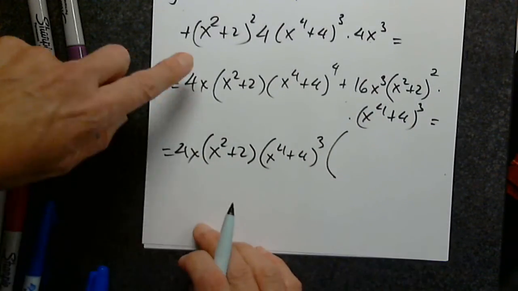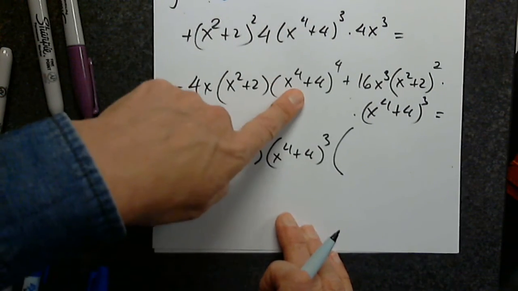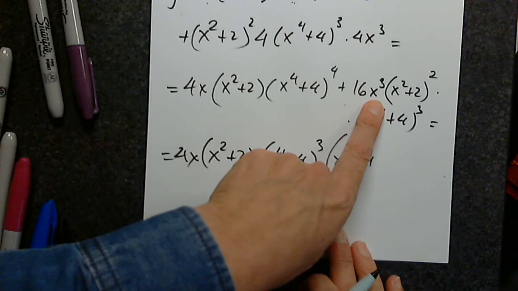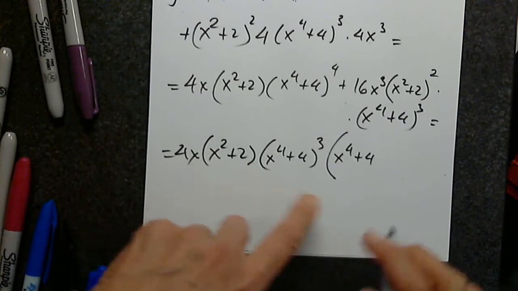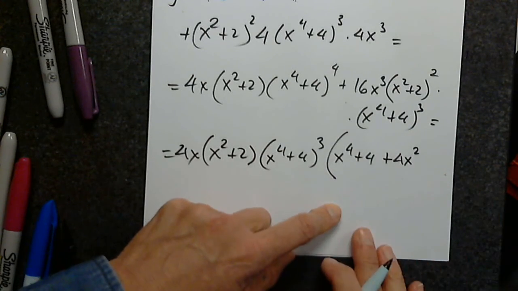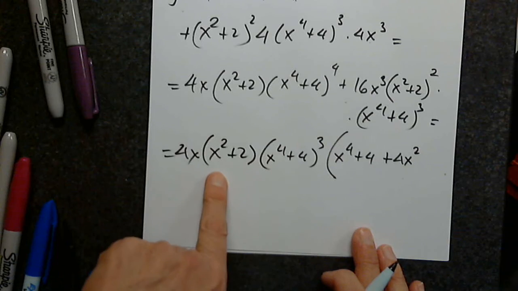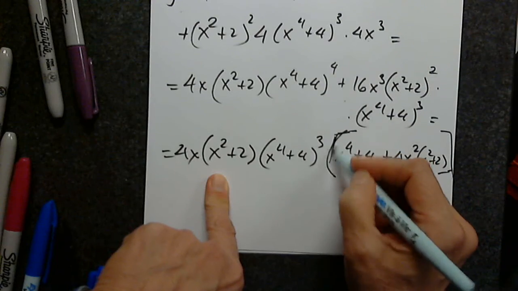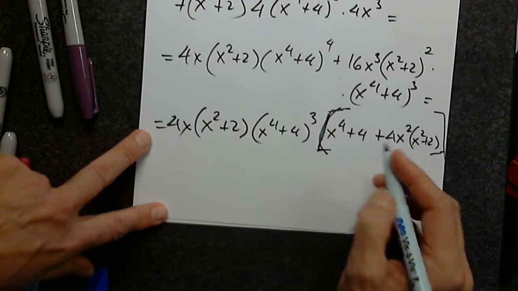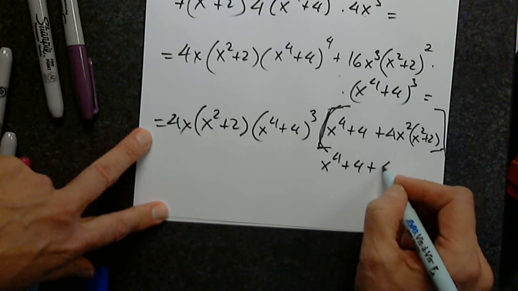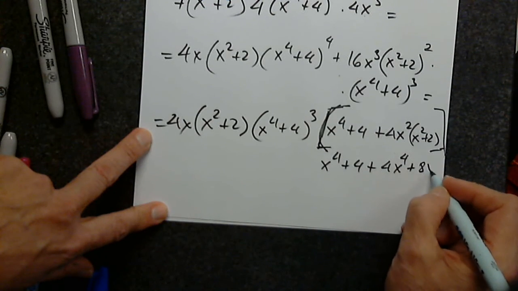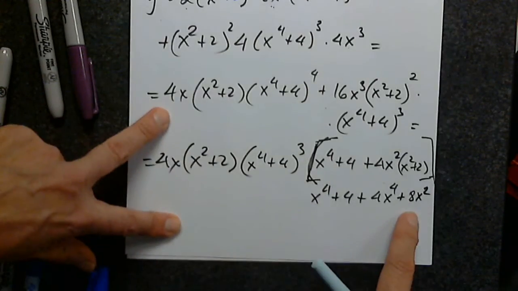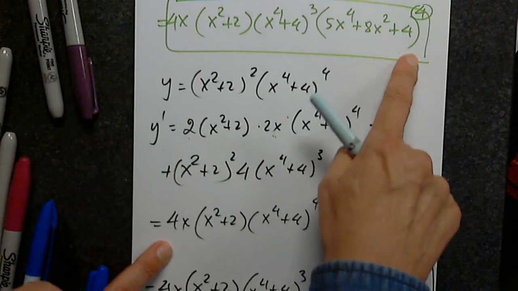So now what is left? This is out, this is out. Of the three x to the fourth plus 4 factors, one is left. From 16x cubed, we factored out 4x, so there is 4x squared left. This is completely out, so there is one left over, which is x squared plus 2. When I combine like terms, I have x to the fourth plus 4 plus 4x to the fourth plus 8x squared. This is the 5x to the fourth, this is the 8x squared, and this is the 4.